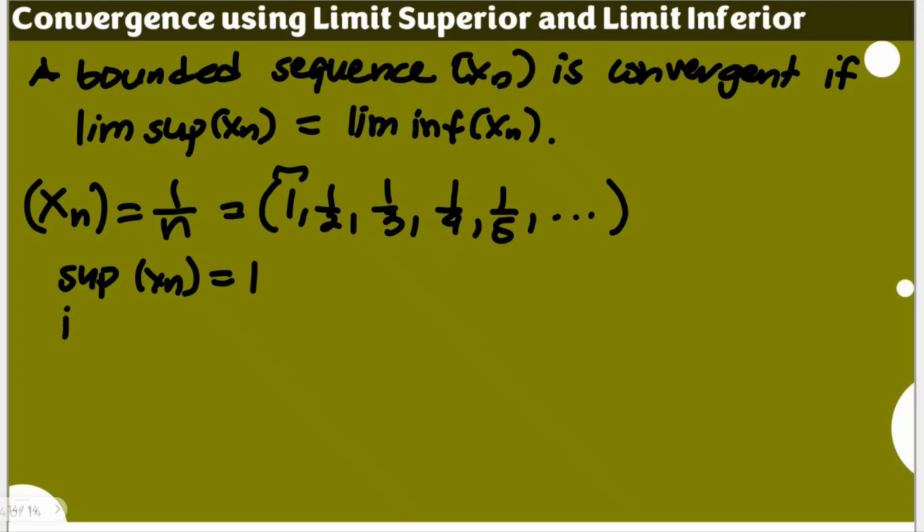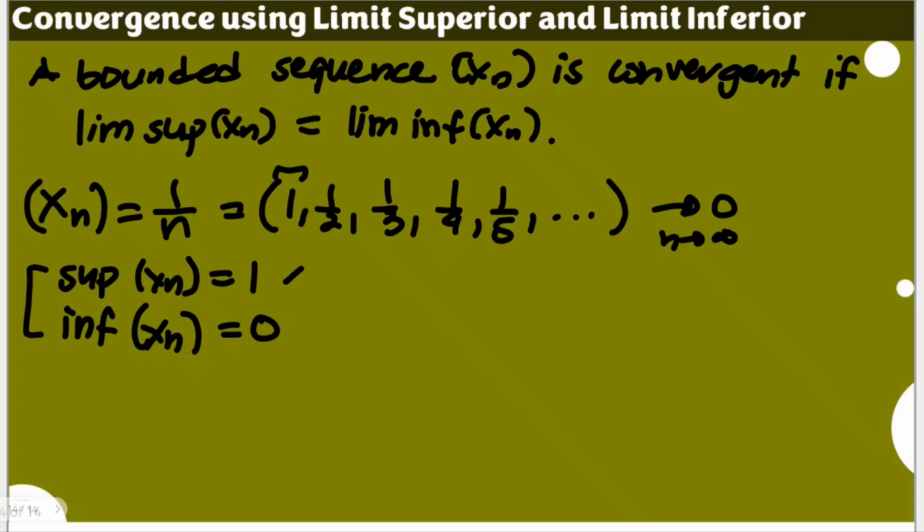And then your infimum, not the limit inferior, of your x sub n, which is the greatest lower bound, is 0, as this will approach 0 as n approaches infinity. So in short, this is clearly bounded. We have here 0 and 1. And with this, a bounded sequence is convergent if this is true.